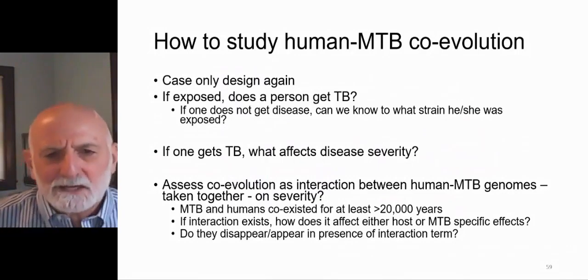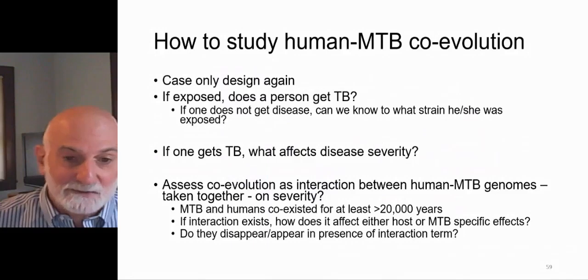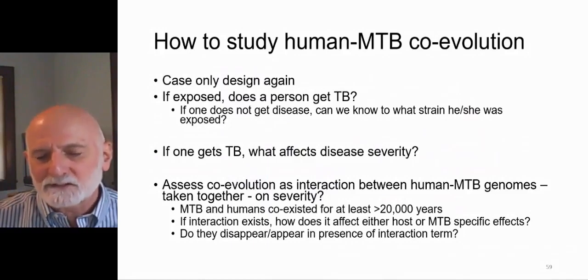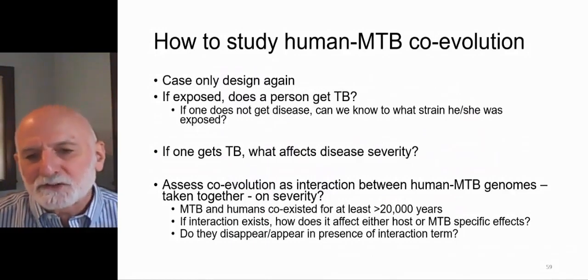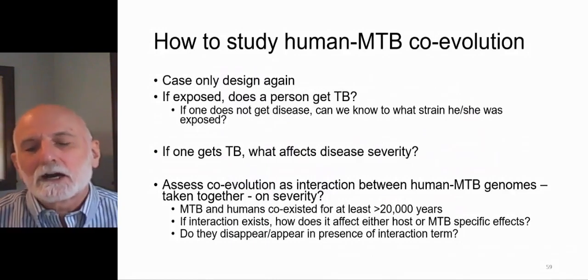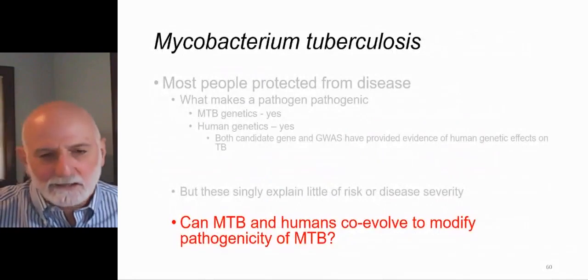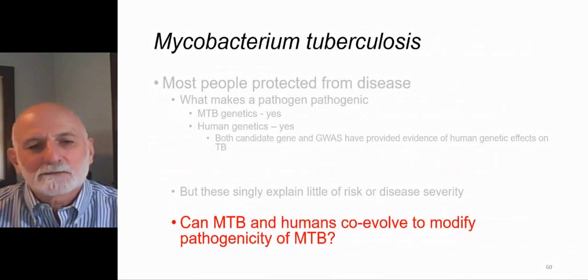So we assessed this kind of interaction the same way. Mycobacterium also left Africa with humans. They've coexisted for at least 20,000 years. There's some debate as to the actual timing of it. And the question is, if an interaction exists, does it affect the host and the Mycobacterium specific effects? We saw that was the case with H. pylori. When you put the interaction term in, some of those other factors disappeared in terms of ancestry. Here you'll see that things appear. So can they modify to affect pathogenicity of Mycobacterium? And again, we're looking at this concept of severity.